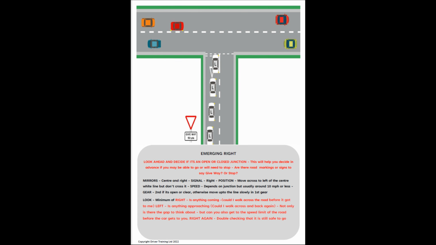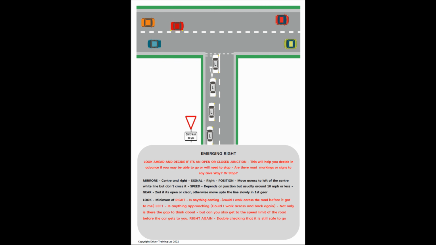So now if they're emerging right again, by use of questions, which mirrors did you use to turn right or move away from the side of the road? What signal? Well, we're going to use exactly the same with that. Our position is the same as turning right, which is alongside the center line, just to the left of it. Our speed and our gear is dependent on whether it's an open or closed junction. If it was open, then second gear. If it's closed, first gear. Again, it's just variable depending on the junction that's in front of you.